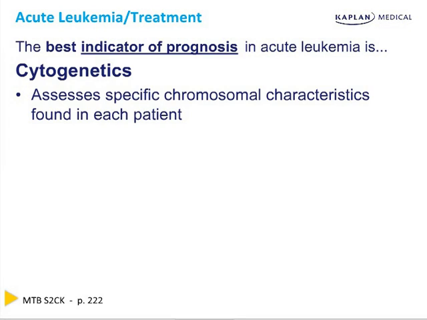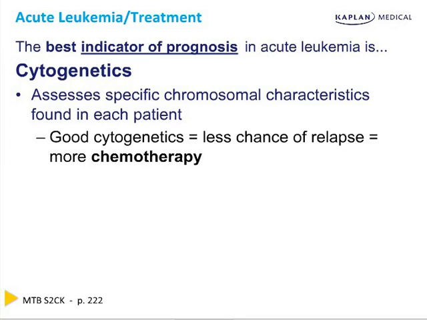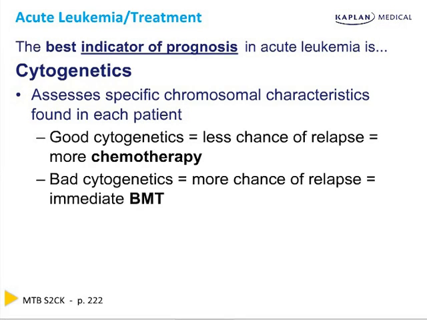That's why you use cytogenetics to say, good cytogenetics, less chance of relapse, just give more chemotherapy. Oh, I'm sorry, sir. Your genetic testing shows that you have a very high chance of your cancer recurring. I think we really need to transplant you right now.